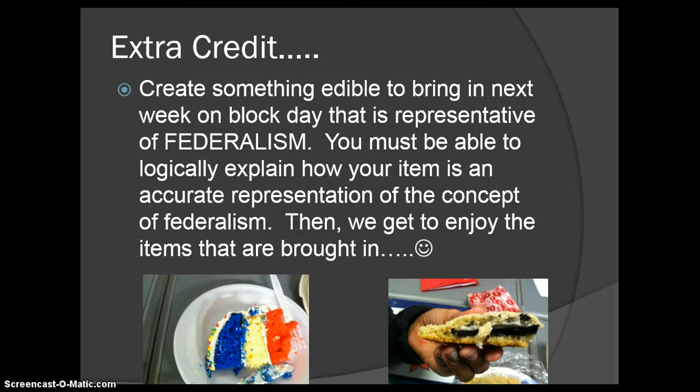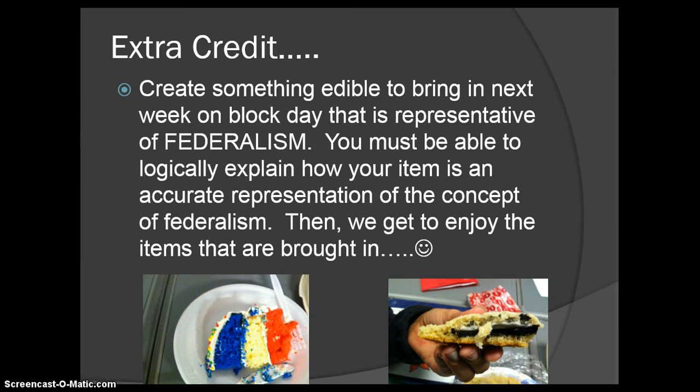Now, there is an extra credit opportunity available to you if you would like to participate. And this would be in the form of creating something that would be edible that you could bring into the class to share. Now, simply bringing in something to eat would not necessarily get you extra credit points. However, if you bring something in to eat that is representative of federalism and you can explain it and it makes sense, logically it makes sense, like our layered cake, like our marble cake, then you can earn 20 extra credit points. Then the cool thing about that is we get to eat all of the goodies that everybody brings in on this day.